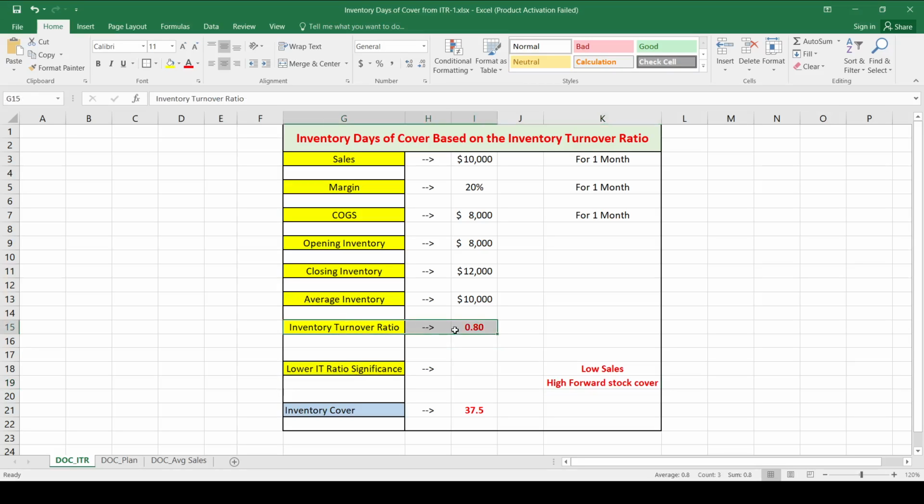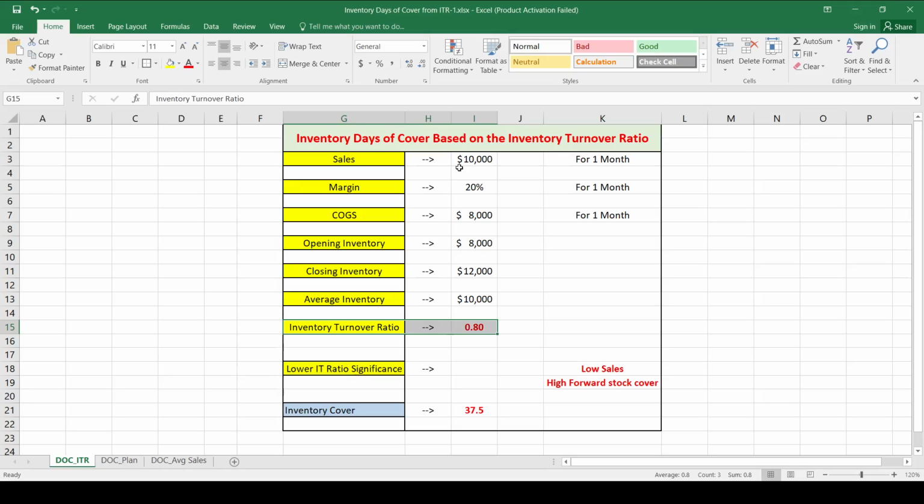Okay, so let's try to understand how we have first calculated the inventory turnover ratio, and this is purely calculated basis your values. Means we have not considered quantity, sales quantity or opening inventory in terms of quantity. We have considered opening and closing inventory, average inventory, and sales in terms of their cost, in terms of their values.